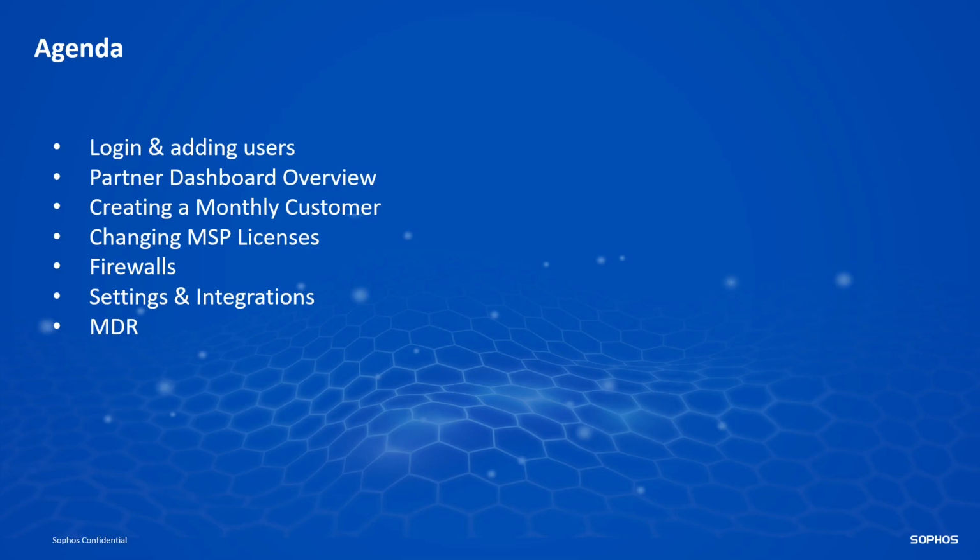And to give you all an idea of what we're going to be talking about today, first off, we're going to id.sophos.com in order to show you all the login process and how easy it is to add users through the partner portal. Then we're going to have an overview over the partner dashboard itself, how to create a new monthly customer, how to change licenses for a monthly account, how firewalls and MSP or monthly billing is working. Then we're going to have a look at settings and integrations. And then to top it all off, we're going to have a look at the MDR sections of the central partner dashboard.